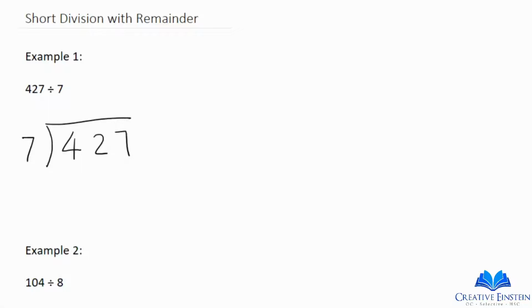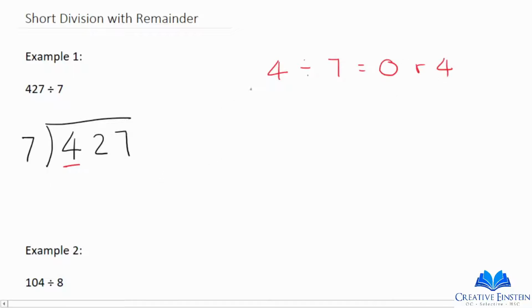So in your head, this is basically what you need to be thinking, and I'm going to write it down just to remind you. So the first number I'm working with is 4. 4 divided by 7 equals 0, remainder 4. So I've used the 4 now. I'm going to cross it off just to remind myself that I've used it. As you get better at this, you won't need to cross anything off. And obviously you won't need to write what you're thinking in your head either. Okay, so cross that off.